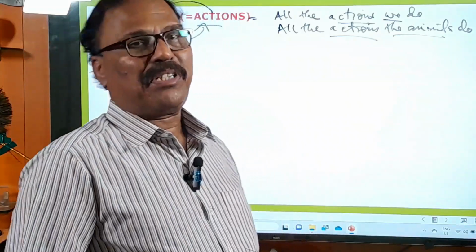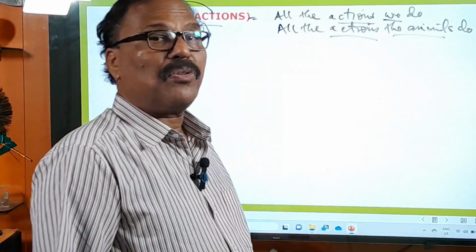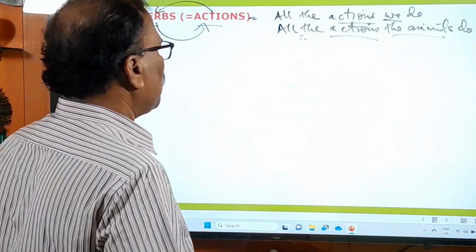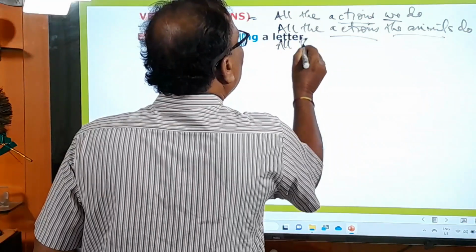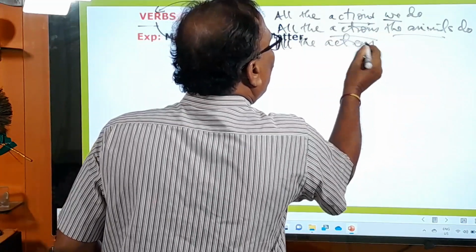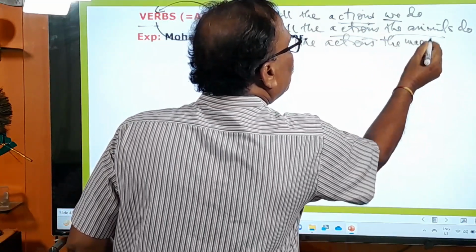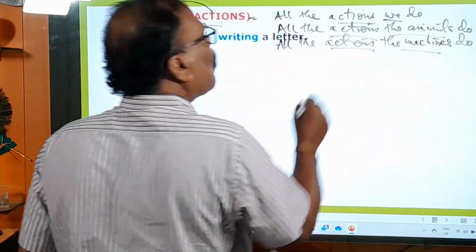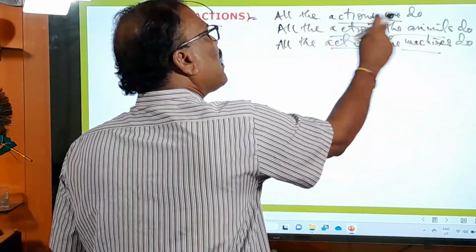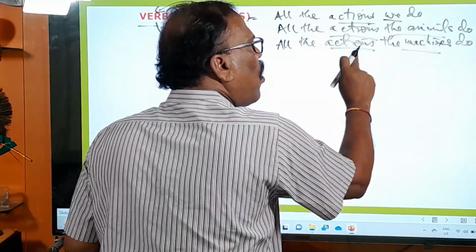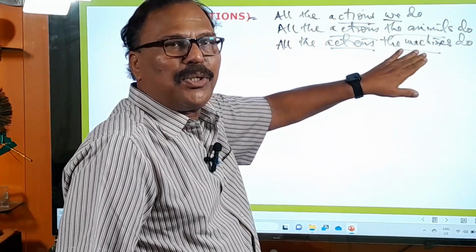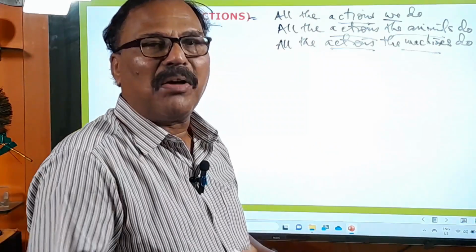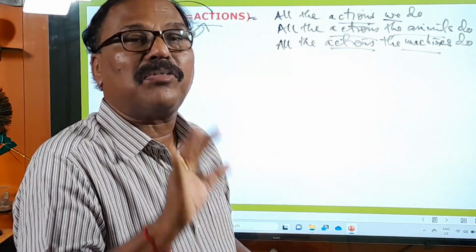Animals cannot laugh, but the human beings only can laugh. So be always smiling and be happy. That is the point. And all the actions the animals do. And next thing, all the actions the machines do. Okay, all the actions the machines do, these are also called verbs. All the actions we do, all the actions the animals do, all the actions the machines do. If the machines don't work, man cannot live on this earth. So that is the thing.